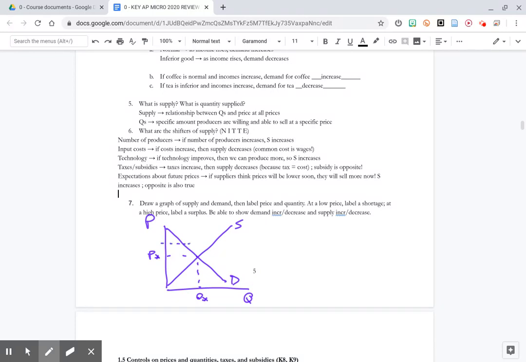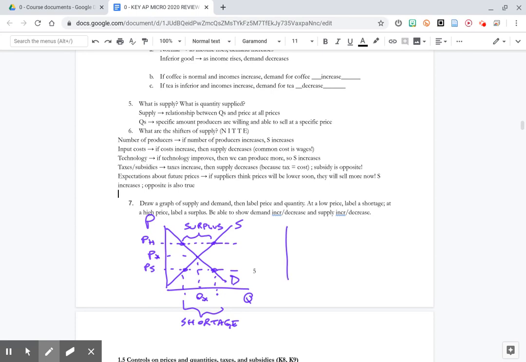But if the price were way up here, at this really high price, we're going to say price H, then you don't have very much demanded, but you have a lot supplied. So that's what we call a surplus. And if you have a really low price, then you have a lot demanded and you don't have very much supplied. So that's called a shortage. So that's a shortage when you have too low of a price.